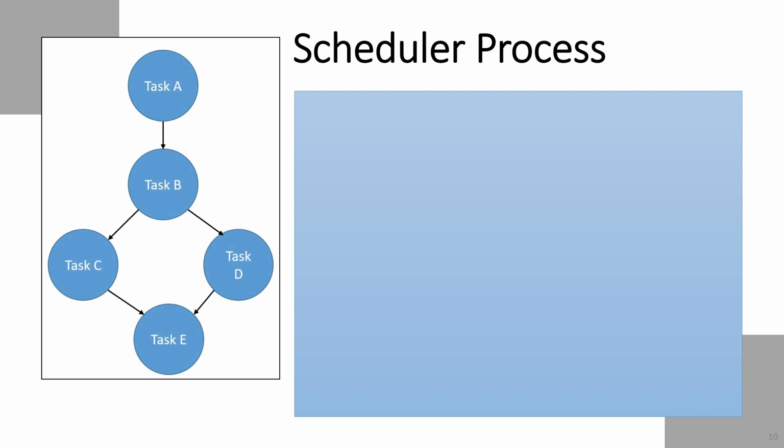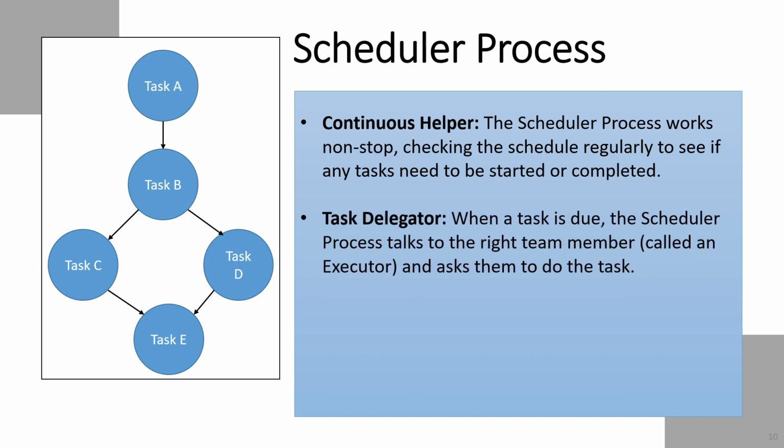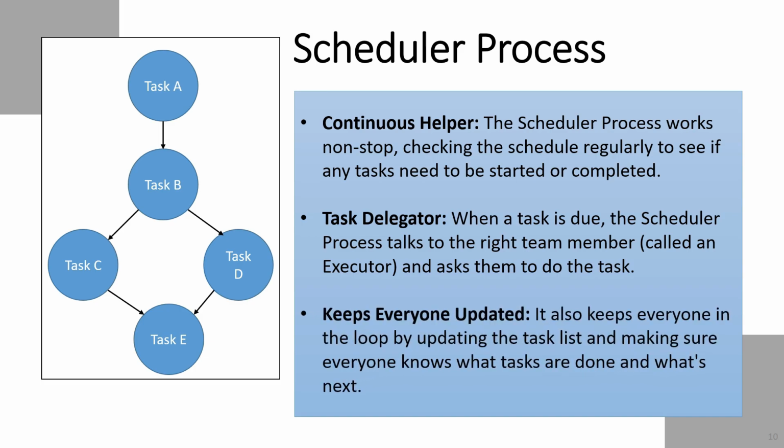It's very easy to get confused between the scheduler and the scheduler process. Scheduler process is like scheduler's assistant who actually makes sure task gets done on time. Here is how it helps. The scheduler process works non-stop, checking the schedule regularly to see if any tasks need to be started or completed. When a task is due, the scheduler process talks to right team member called an executor and asks them to do the task. It also keeps everyone in loop by updating the task list and making sure everyone knows what tasks are done and what's next.